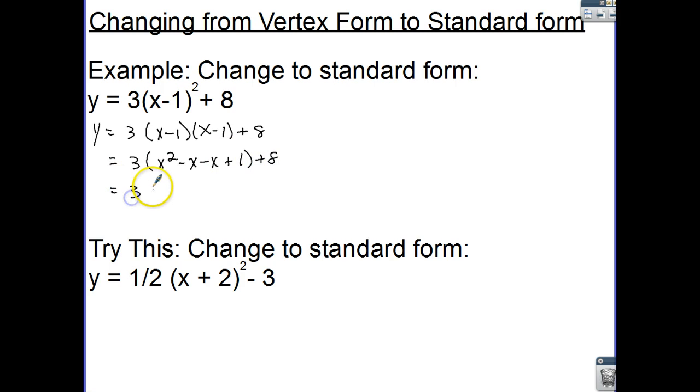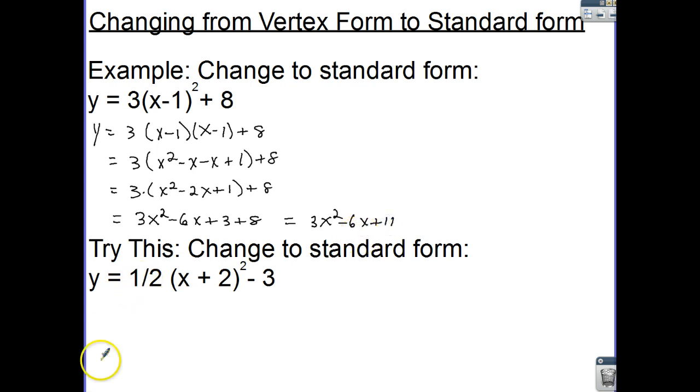Collecting like terms, x squared minus 2x plus 1 plus 8. Multiply before you add, so we're still following the order of operations. Multiplying through by 3, 3x squared minus 6x plus 3 plus 8. Now add the constants, 3x squared minus 6x plus 11. All right, you try this one.